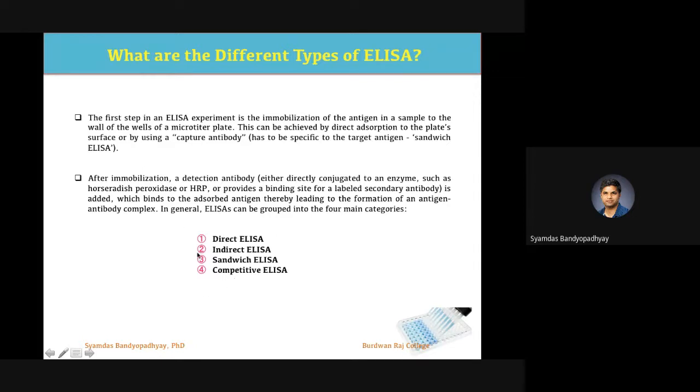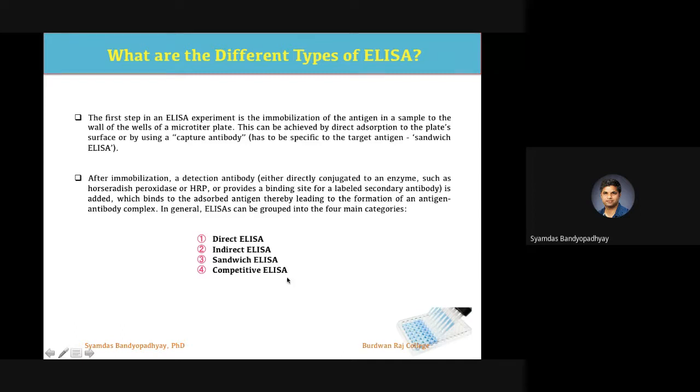For example, the one is called direct ELISA. The number 2 is called indirect ELISA. Then number 3, which is most commonly used in the biological laboratory or the immunological laboratory, is called sandwich ELISA. And then number 4 is called competitive ELISA. So these are the 4 principal modifications of the ELISA.